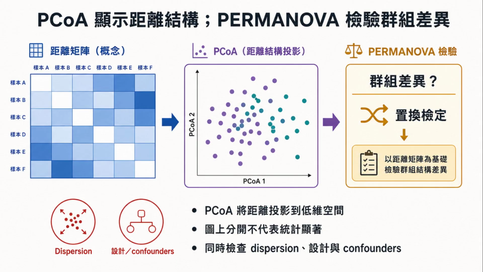After calculating beta diversity, we obtain a distance matrix describing the relationships between samples. Principal coordinates analysis, or PCoA, projects these distances into a lower dimensional space, helping us observe the structure of the communities. However, points that appear separated on a plot do not necessarily indicate a statistically significant difference between groups. We also need a distance-based permutation test, such as PERMANOVA. At the same time, we should examine dispersion, or within-group spread, and consider confounding factors such as batch, individual, and time point, so that other effects are not mistaken for a genuine group effect.